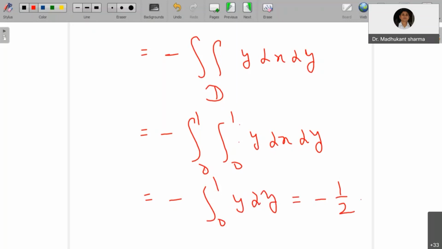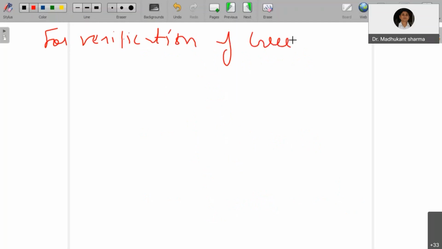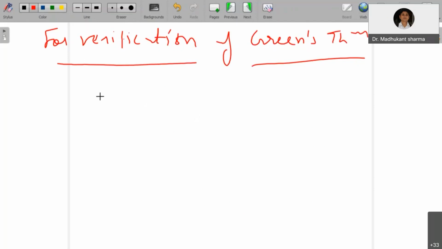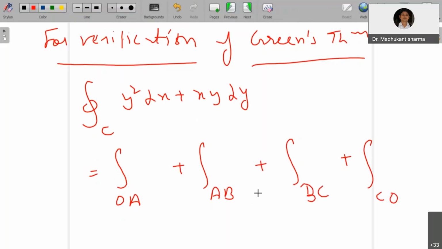Now, if you want to verify Green's theorem, you can evaluate the integral over C of y square dx plus x times y dy, which is equal to the integration along OA plus AB plus BC plus CO.